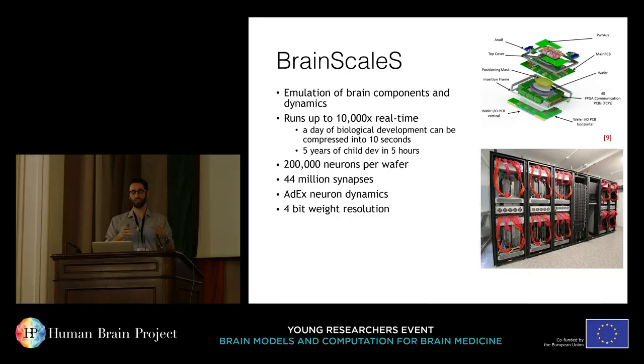And it can do this at a ridiculous speed as well, of 10,000 times real time, which, as written here, means that 5 years of child development can be done in 5 hours, which is staggering when you think of the possibilities. It can also do up to 200,000 neurons per wafer and 44 million synapses. There's some adaptability depending on exactly how we're doing it, but that's a general number. Also, they use a 4-bit weight resolution, which may seem like a small amount, but there's actually been some evidence that shows it doesn't need to be that precise.